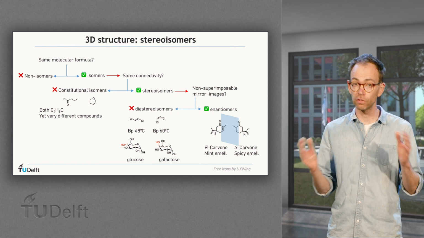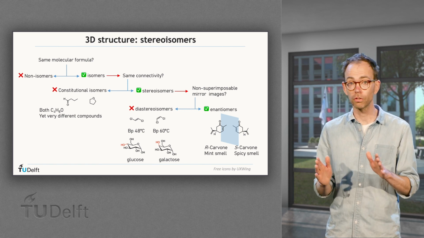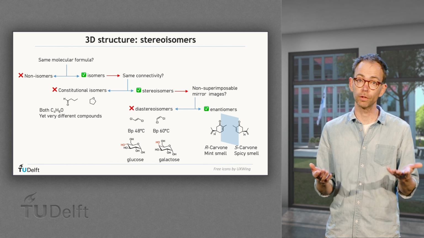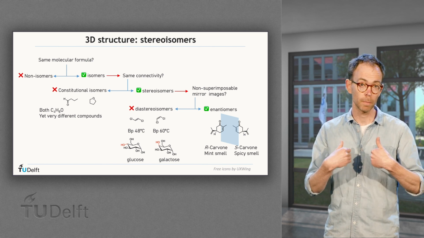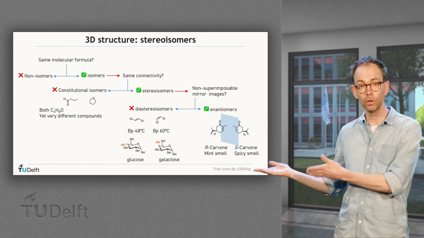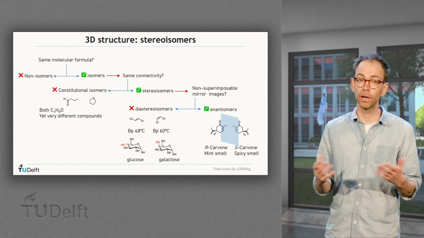Diastereoisomers have different physical properties. Enantiomers do not, but can still have different properties through interactions with proteins in the body. For instance, here we have 2 enantiomers that have a very different smell.